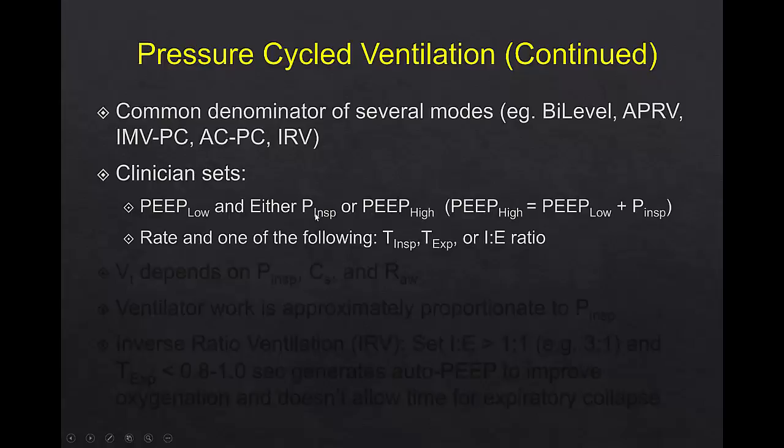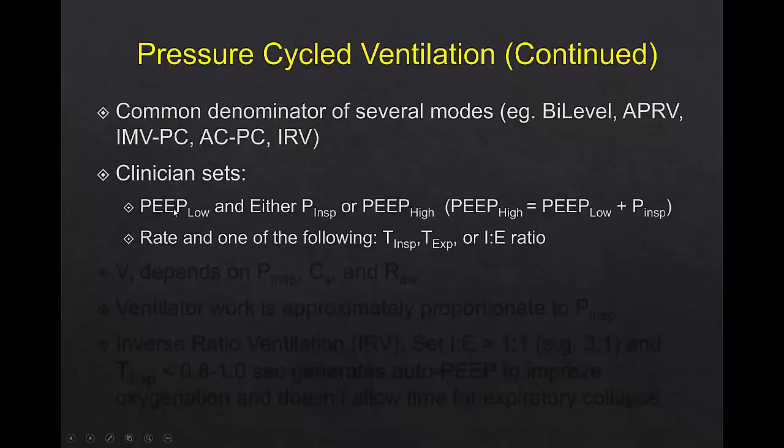If we pick the inspiratory pressure, we're also picking the PEEP high because the PEEP high is the PEEP low plus the inspiratory pressure. And if we're on one of the modes where we pick the PEEP low and pick the PEEP high, the inspiratory pressure is also determined by the difference. If we were to pick PEEP low at 10, PEEP high at 25, the inspiratory pressure would simply be 15.